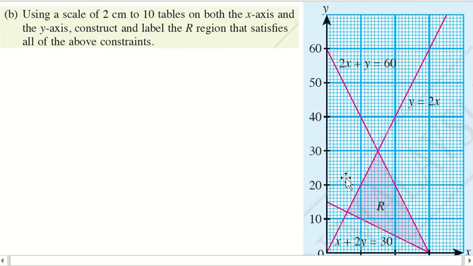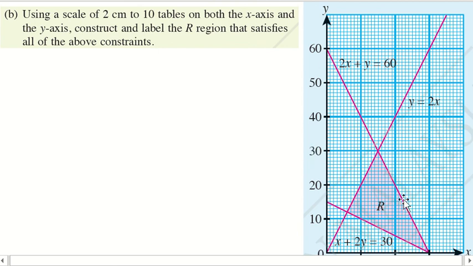Then we go to B now. He wants you to use a scale to draw the graph, but I don't want to waste time, so I give you the answer already. Let's say we already draw the table, then we have the quadrant already. We have the feasible region already, the shaded region. So now we go straight to the third part.